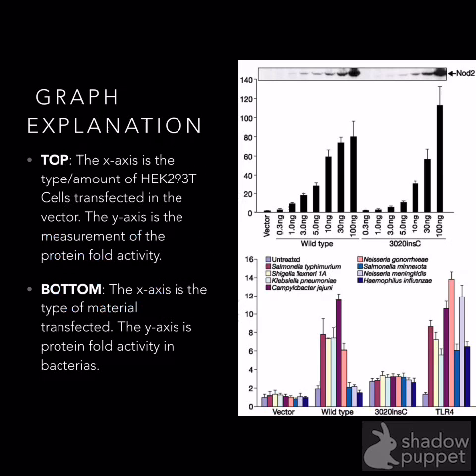The x-axis on the top graph represents the type and amount of HEK293T cells transfected in the vector. The y-axis on the top graph is the measurement of the protein fold activity.